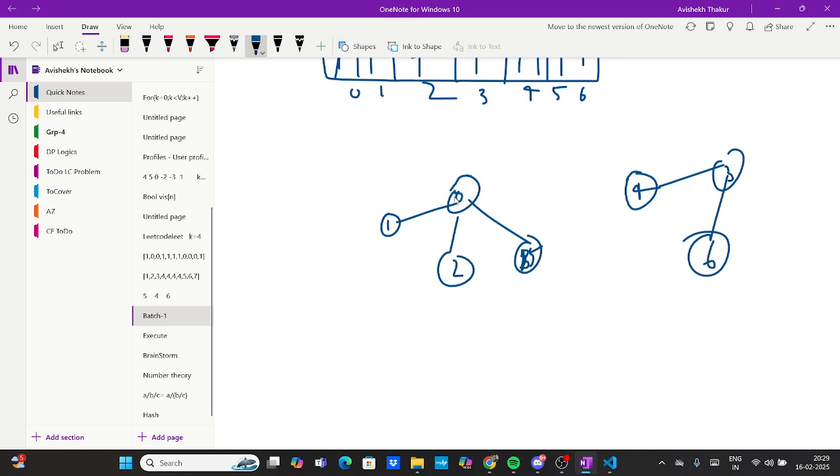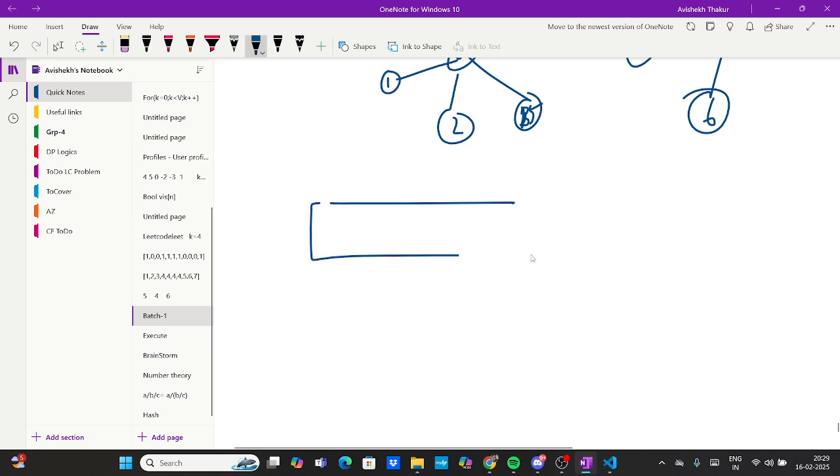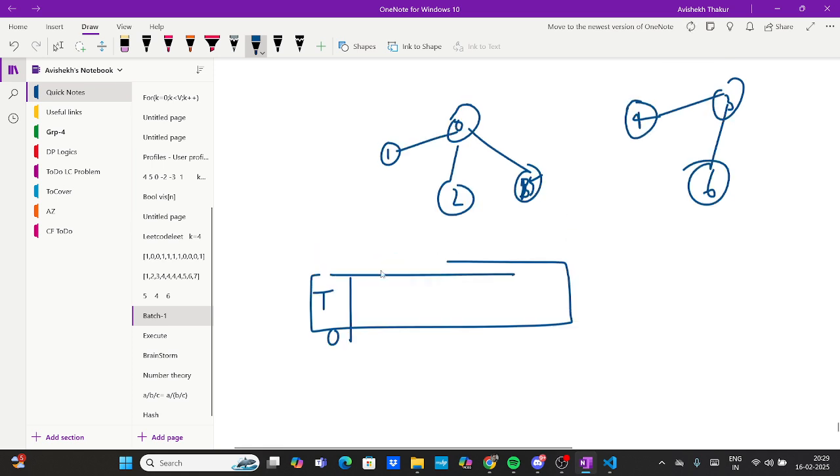Let's say we started DFS with 0. What happens? 0 will be marked as true. Next, 1 will be marked as true, 2 will be marked as true, and 5 will be marked as true.